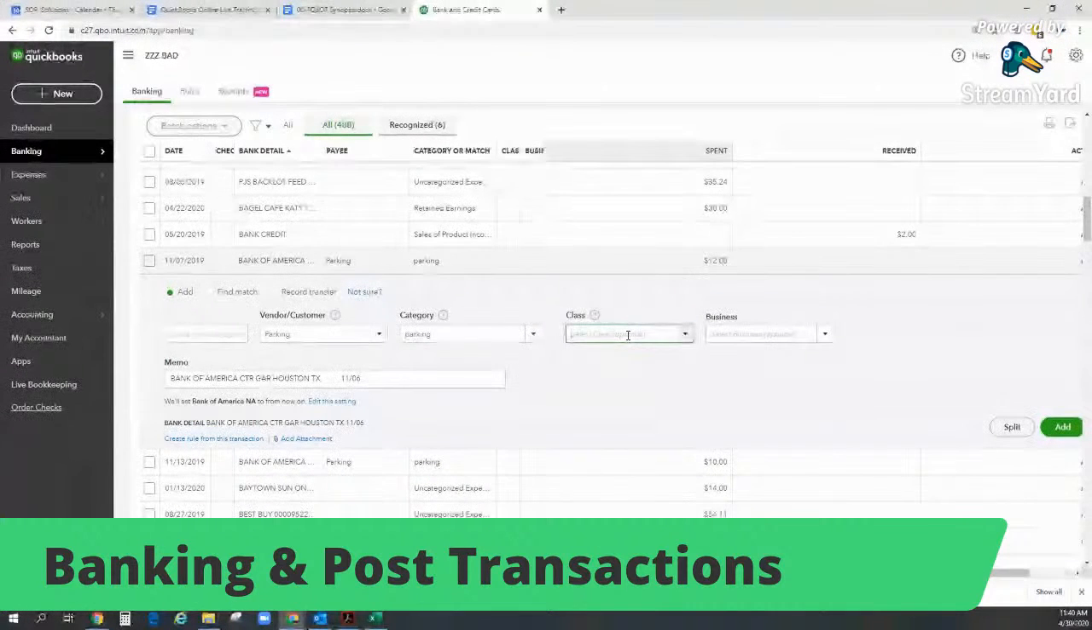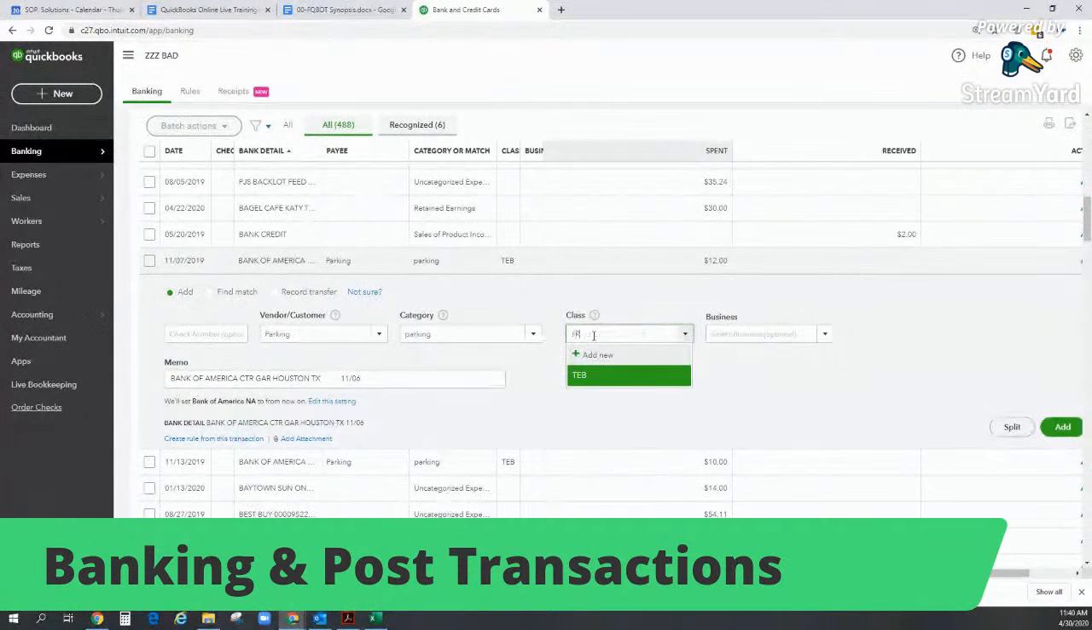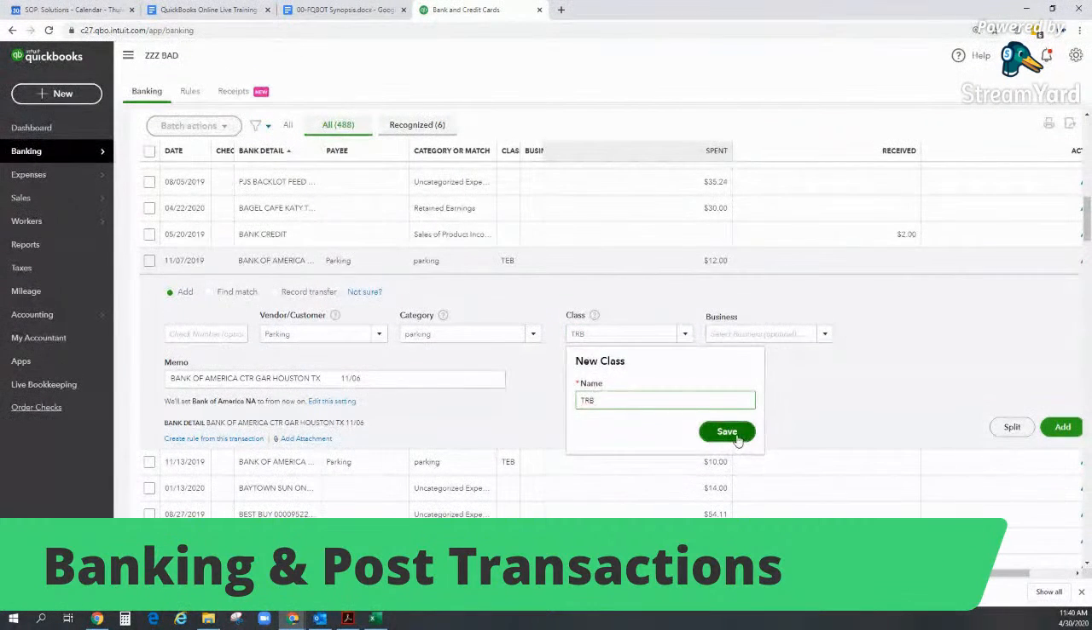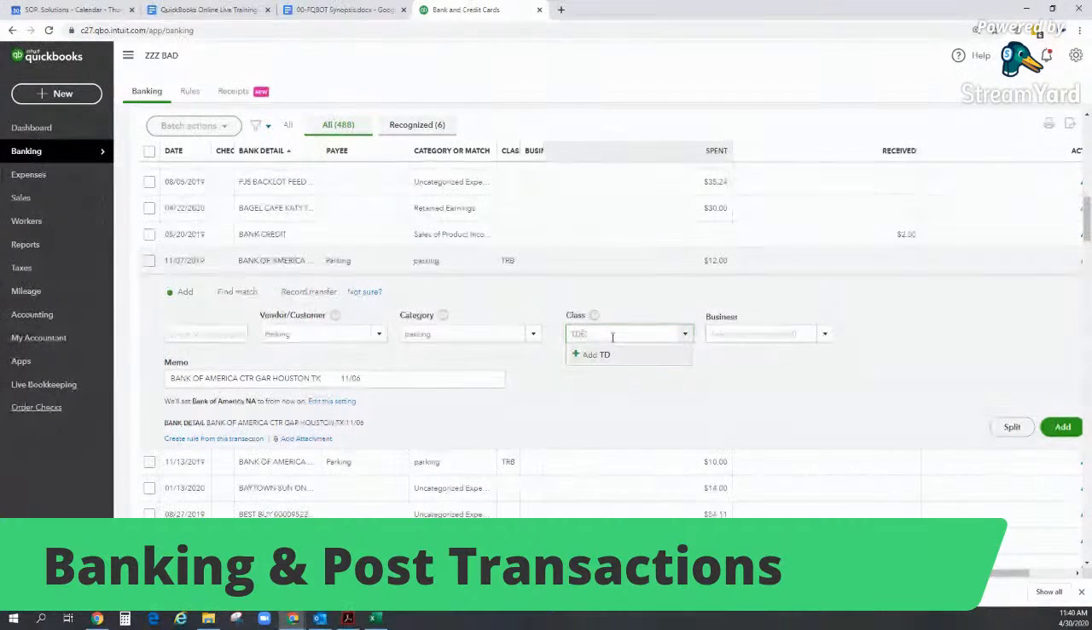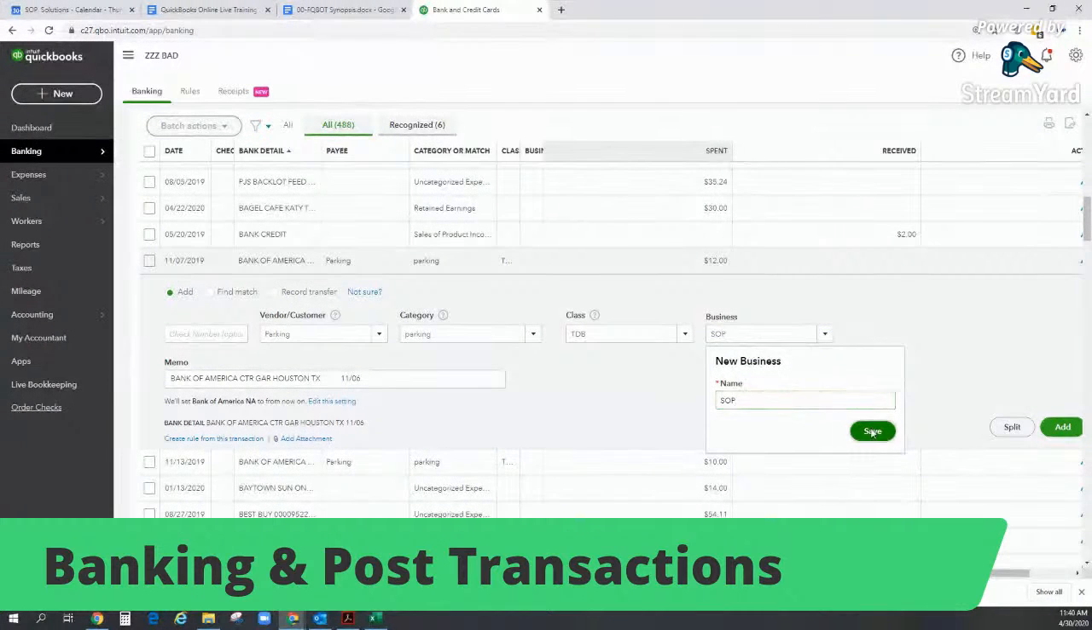This is for me. In my class that I haven't added, I said that I had them. I hadn't added them. So there's TEB, and then let me do one for TRB real quickly. I'm just adding the class. I'm actually in the banking module. I don't have to go to those other places to add these. I can add on the fly. This is adding on the fly. So my businesses, I said I was going to have an SOP. And I'm going to have a business for BS.